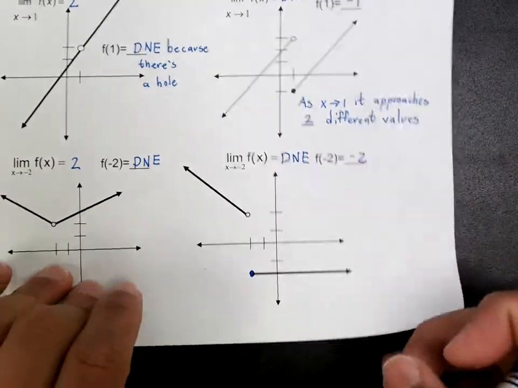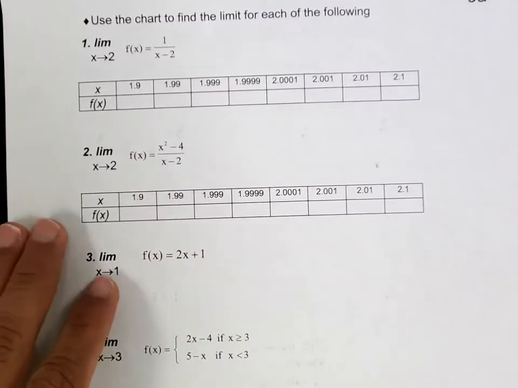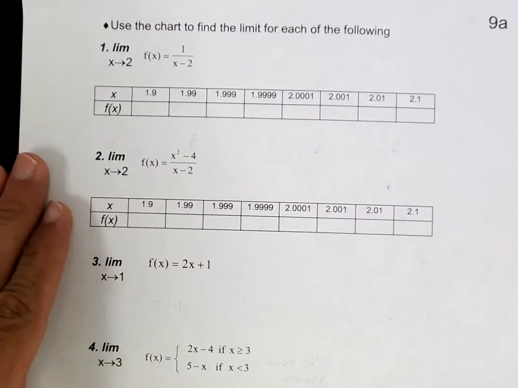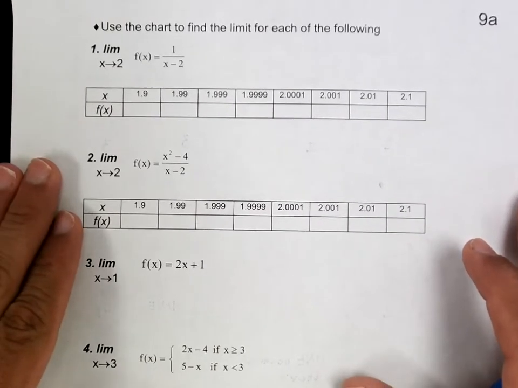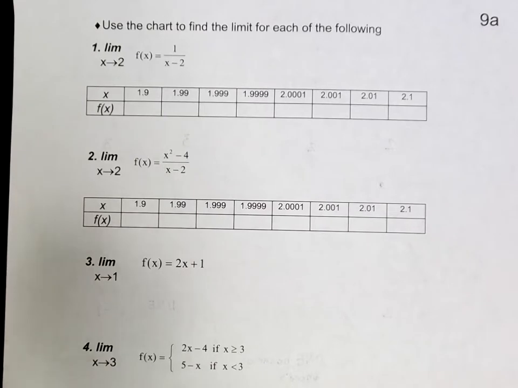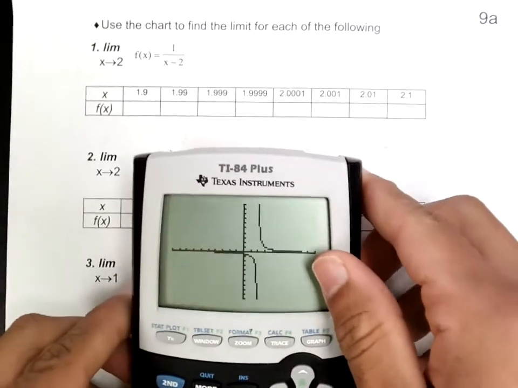So let's go to the back now. If they give you something numeric, it says use the chart to find the limit of each of the following. Let me kind of show you the picture. I think the picture kind of helps, and just to get some intuition. So that's what it looks like.